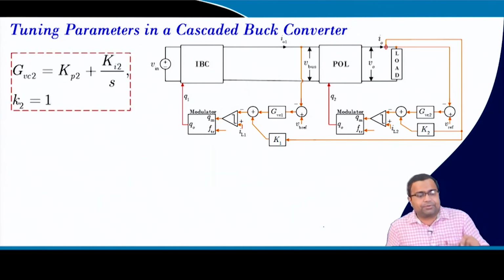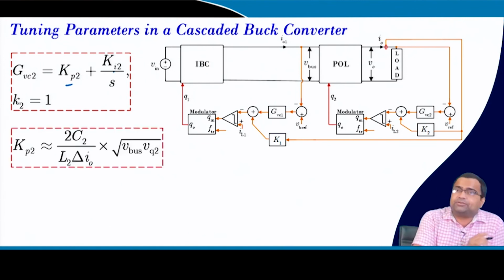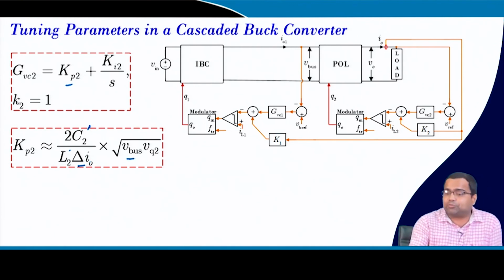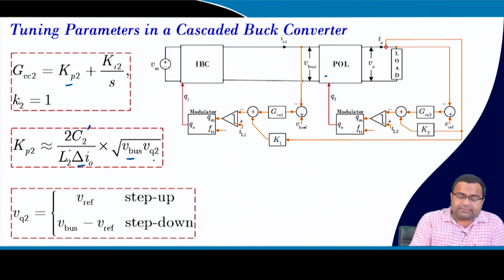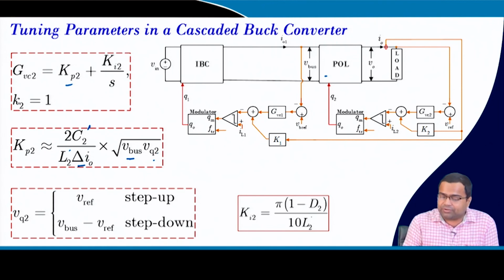Okay. For the second stage, we can use Kp2, Ki2, that means proportional gain 2 and integral gain 2. Kp2 is straightforward, it is C2 L2 delta I0, and here the bus voltage is the input for the second stage. And what is Vq2? It is Vref or V bus minus Vref. Ki2 again is D2 L2, only this value will be updated, and the normalization factor is this.